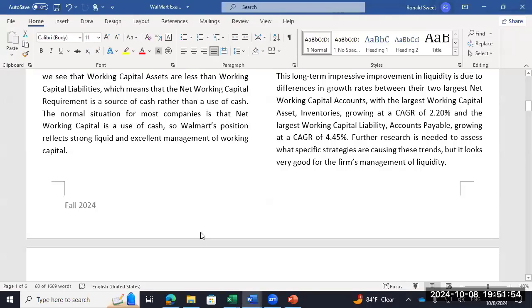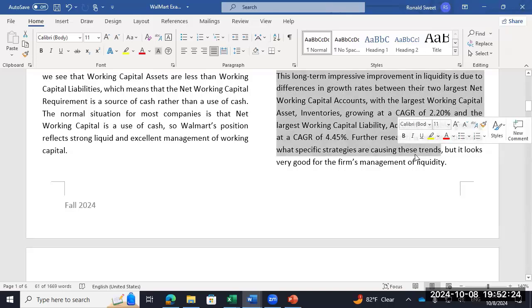All right. So who can tell me what the three things are on net working capital? Number one, top of your head, you're going to discuss whether it's a use or a source. Number two, you're going to talk about the trend. Number three, you're going to try to explain the trend. You're looking at those working capital assets and liabilities. All right, those are the three things that you do. That's what I'm looking for.